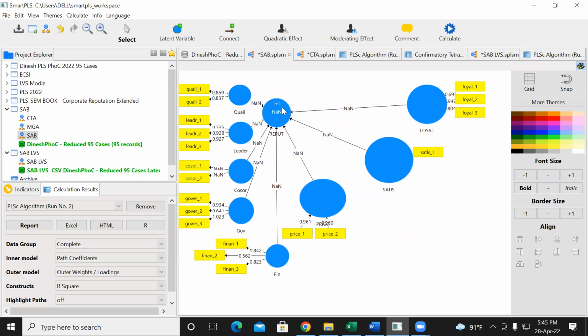Now in this model, you see an issue. Here, R square is not calculated. That is one problem. Sometimes if you calculate the R square in this model, it is 1 and above. Why is that? Any idea? R square is 1 and above.